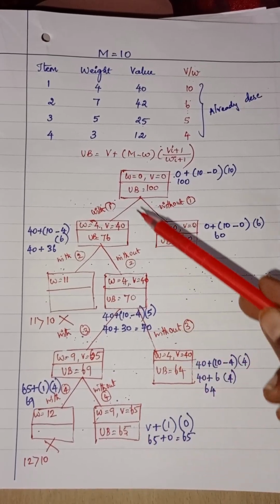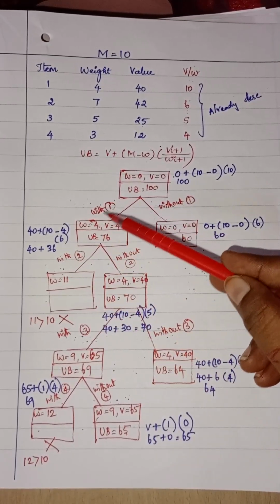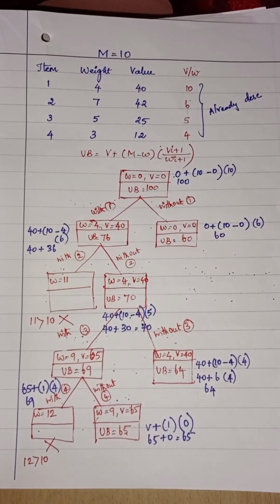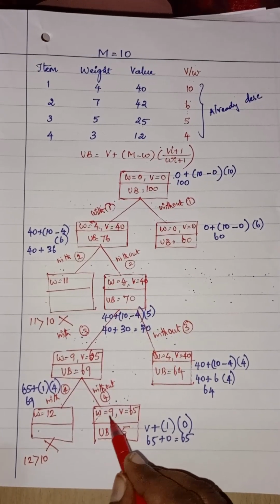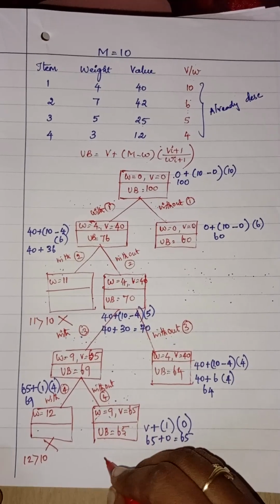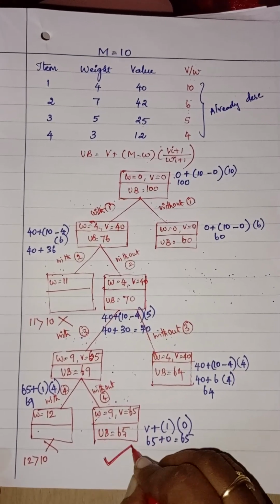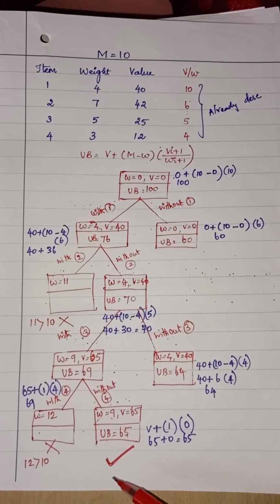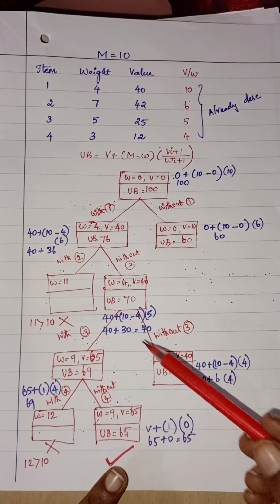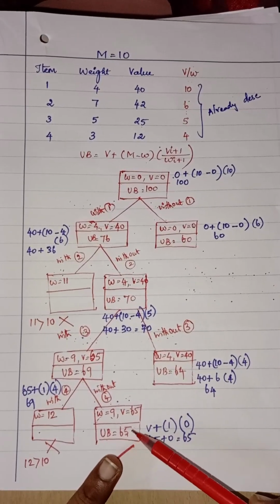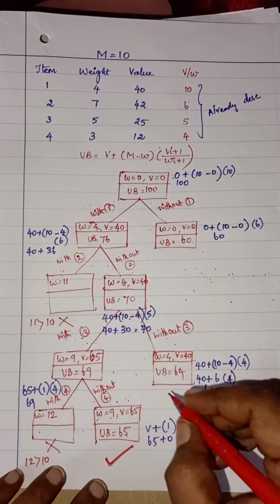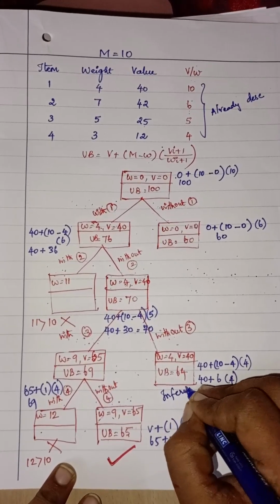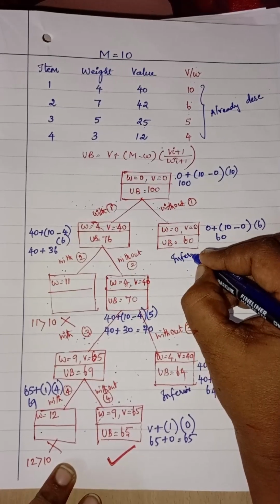So I have checked or explored all the items here: 1, 2, 3, 4, all the items have been explored or considered, and the weight here is 9, which is less than the capacity of the knapsack. So this is my optimal solution. Since I am dealing with a maximization problem, maximum profit, all other leaf nodes which are less than this can be killed or considered inferior. So this will become inferior since it is lesser. This also becomes inferior since it is lesser.